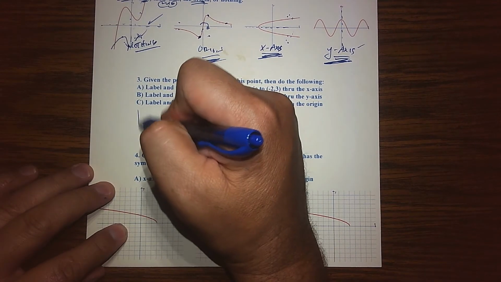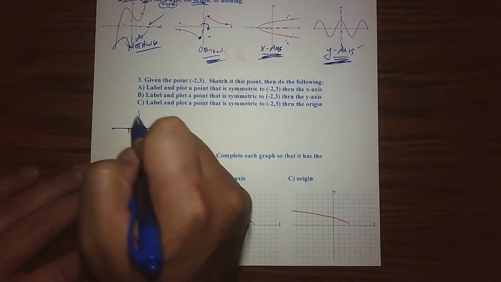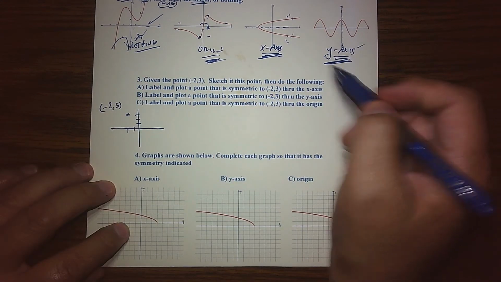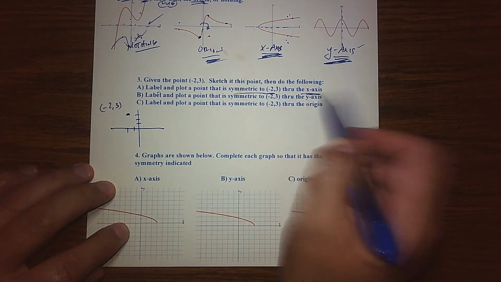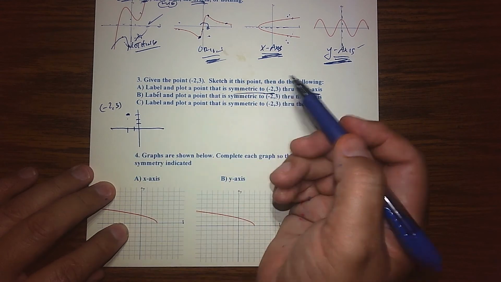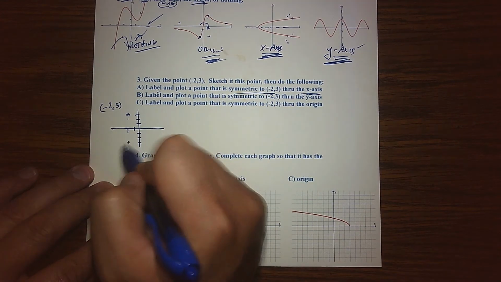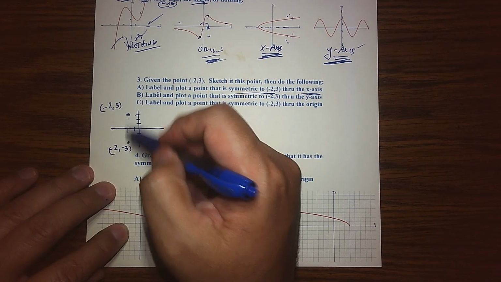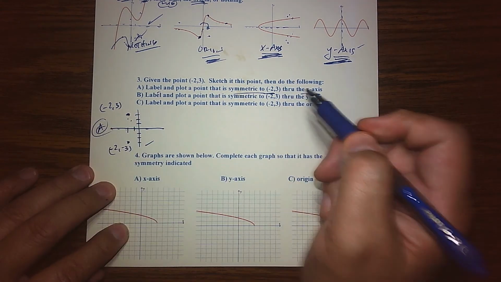Let me go ahead and sketch the data point. Right, we're at -2, 1, 2, 3. So there's my data point, -2, 3. Where would I plot a point? Label and plot a point that is symmetric to this point through the x-axis. So again, it's a mirror image. So I would probably have to go down 3, and so we're talking about -2, -3 right there. So there's the mirror image along the x-axis. So there is your answer for A.